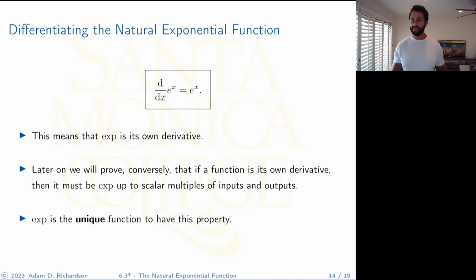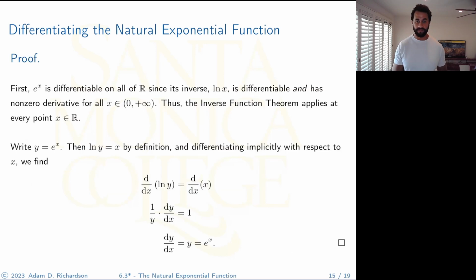Will we prove this one here? We will. Yeah, we will prove this one later on. But for now, just take it as the derivative of the exponential function is itself. And we're going to prove that right now. So here's the proof. First of all, we know that the exponential function is differentiable on the entire real line because its inverse, ln of x, is differentiable.